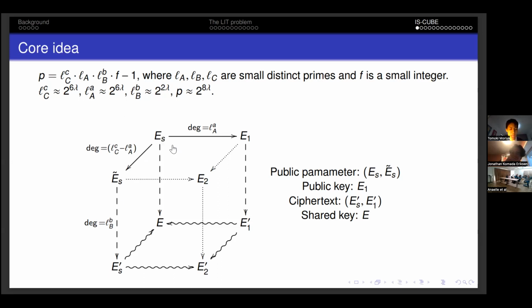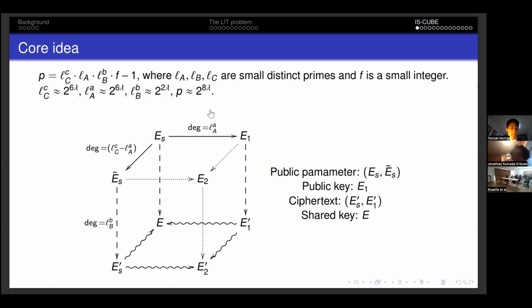And we consider this box, the SIDH diagram. So this is the SIDH diagram. The vertical line is the degree of B, so LB to B degree isogenies. And the isogeny between ES and the other ES is of degree LC to C minus LA to A. This number is not always smooth, and I'll explain how to construct this type of isogeny later. And the isogeny in this horizontal line is the LA to A isogeny.